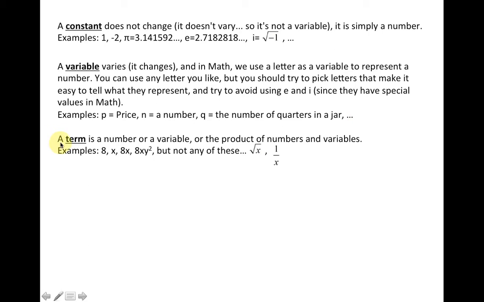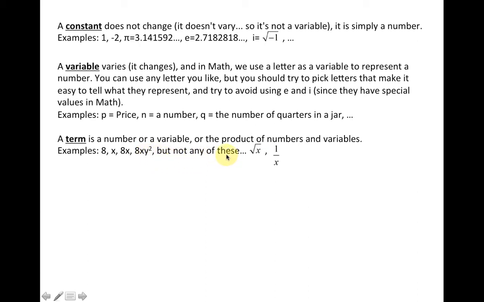Let's go on now to talking about what is a term. A term is a number or a variable, or the product of numbers and variables. Examples of this are 8, that's a number, so it is a term. x, that is a variable, so it is a term. 8x, which is the product of numbers and variables, and so that is also a term. 8 times x times y squared, that is a term.